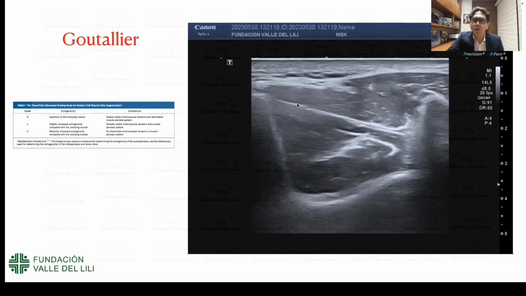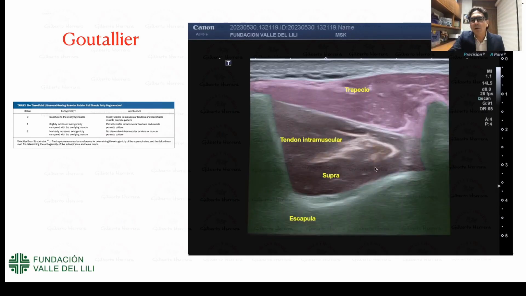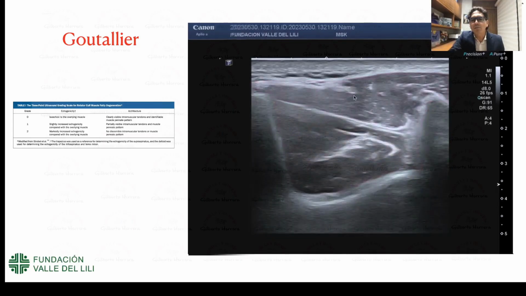Notice that in the short axis, if this is our supra, this is our supraspinous fossa, the supraspinatus, then we're going to look for the central tendon. You can see it clearly here. This is an ultrasound of a healthy patient. So our muscle is very well defined, just like we saw in the long axis, here it is in the short axis. And you can compare the pattern of the trapezius, which is very similar to the other pattern of the supraspinatus. This would be the way to evaluate a normal Goutallier.